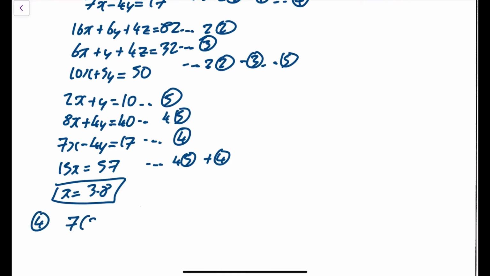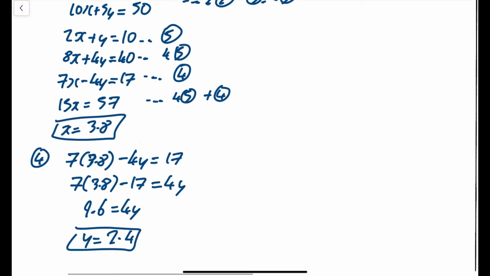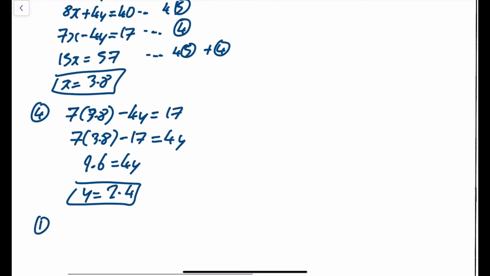So 7 times 3.8 is, no, sorry, it's not that at all. It was minus 4y. Minus 4y is equal to 17, which means 7 times 3.8 minus 17 would be equal to 4y, which means that works out as 9.6 equals 4y. A wee bit of working out, y equals 2.4. Put both of those things into equation 1.